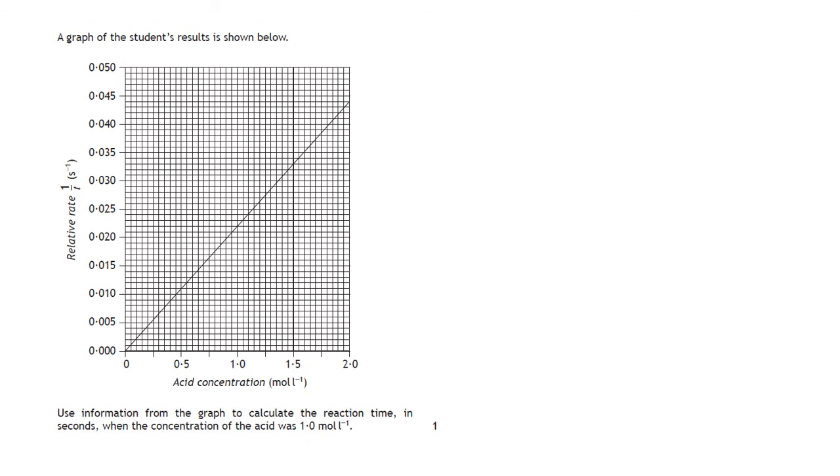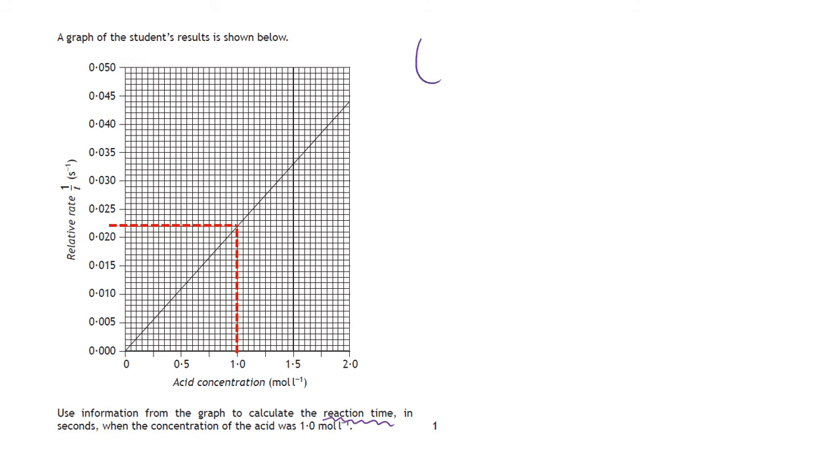Right, from this graph, indicate the reaction time in seconds when the concentration was 1 mole per litre. Well, what we need to do is look at 1 mole per litre and read across to what's on our y-axis. Now, if we look on our y-axis, that's relative rate. What we've been asked for is our reaction time. So please don't just write 0.022. There's a step needed to do this.